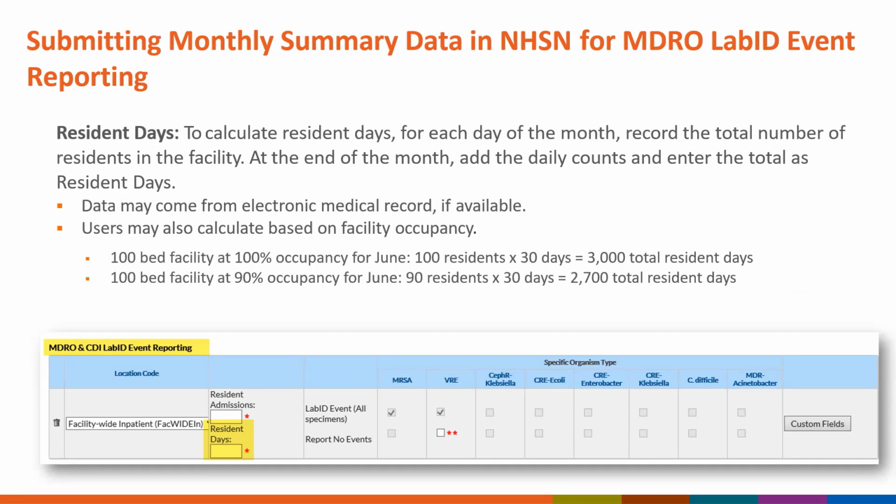Similar to CDI, to calculate resident days for each day of the month, record the total number of residents in the facility. At the end of the month, sum the daily counts and enter the total into NHSN. When resident days are available from electronic databases, for example, ADT admission, discharge, transfer records, these sources may be used if the counts are not substantially different from the manually collected counts.